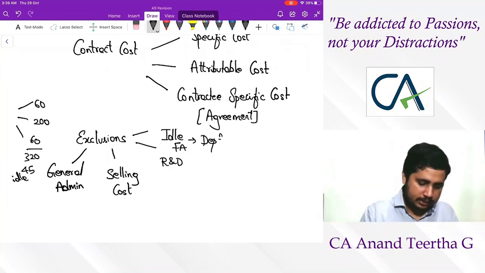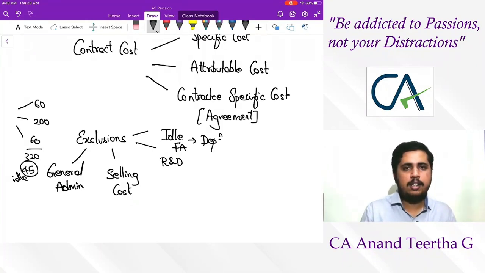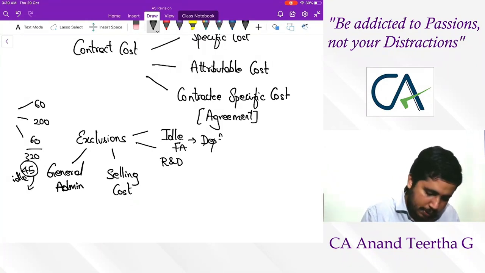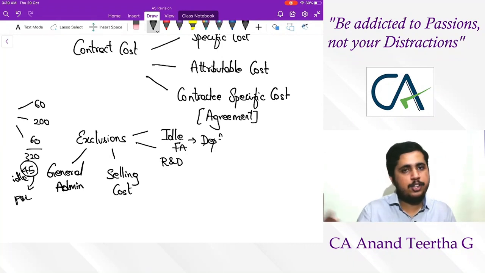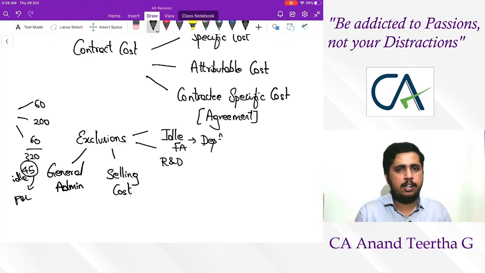Okay. Now you may ask, sir, what should I do with this 45? The 45 days which are idle should be directly transferred to P&L, because that is not a part of contract cost. So you are not supposed to ask your contractee for a reimbursement, because you kept it idle. What can he do? So therefore, that is not included in contract cost.